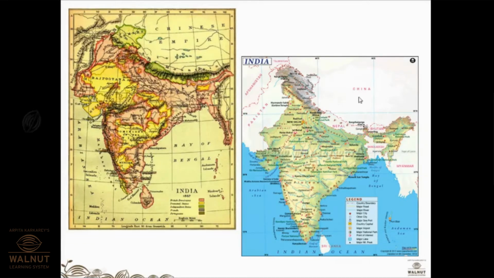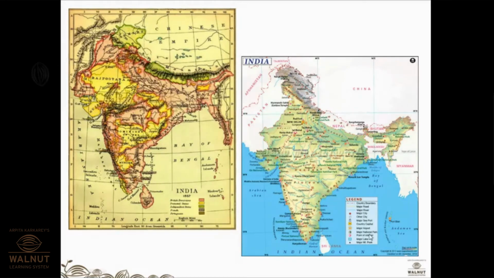And in this map, you are able to see the country borders, major roads, major rivers, major cities, then other cities. Just check the icons in the map, okay? These are the symbols, icons, okay? Then the country capital, here it is New Delhi, okay? Then major airports, see these are all airports, okay?